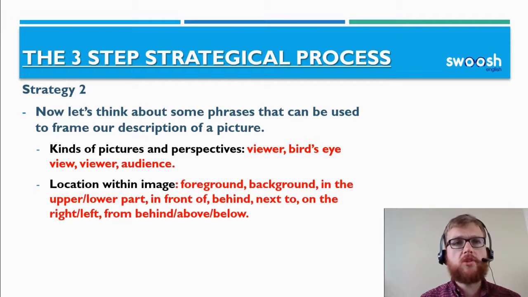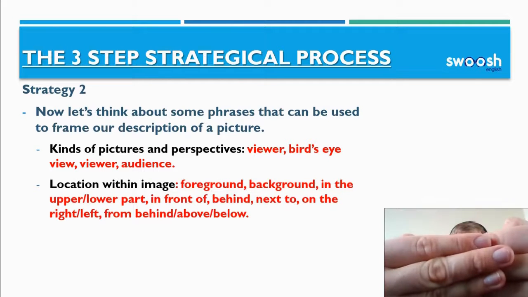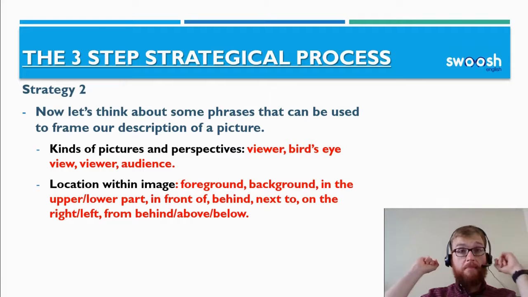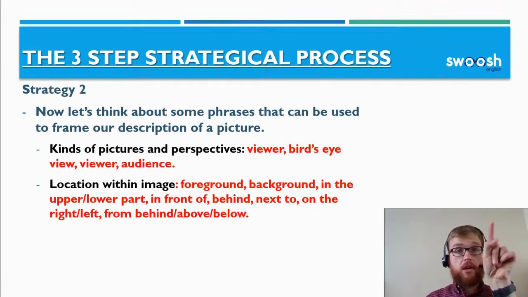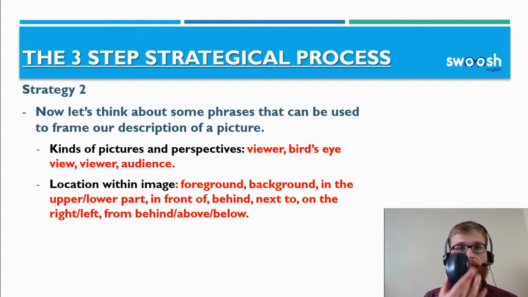Location within the image, we can talk about the foreground at the very, very front of the image, the background at the back of the image. In the upper part, we can see here upper, as well as lower. In front of, for example, this mouse is in front of my face. I am behind the mouse. Next to, the mouse is next to me.